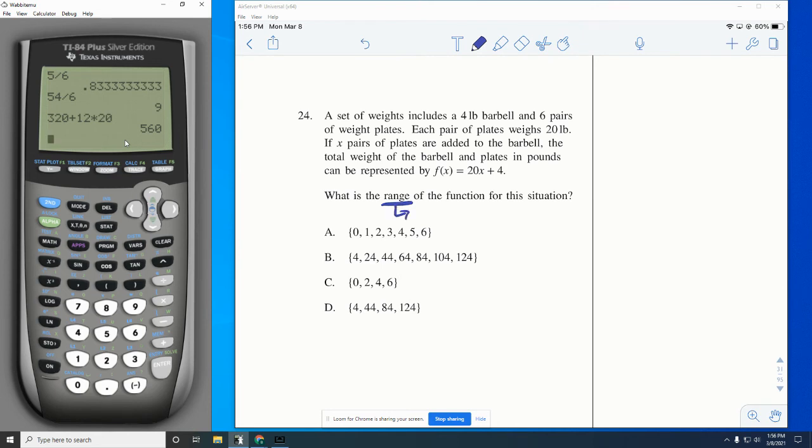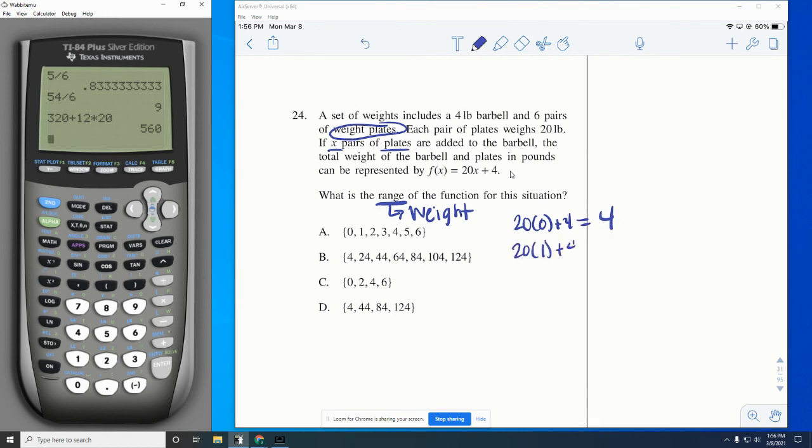So remember, range is your y values. We know x's are plates, and we're talking about weights. So my range is going to be talking about the weights. So when I'm looking at the weight, they tell me you're starting with the 4-pound barbell. Okay, so that's what the plus 4 is. So if I have 0 plates, I'm starting at 4. Then if I have 1 plate, that would be 24. So I'm looking at my answer choices for something that has sets of these numbers.